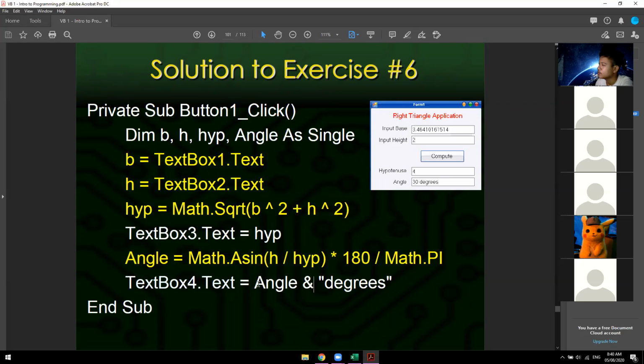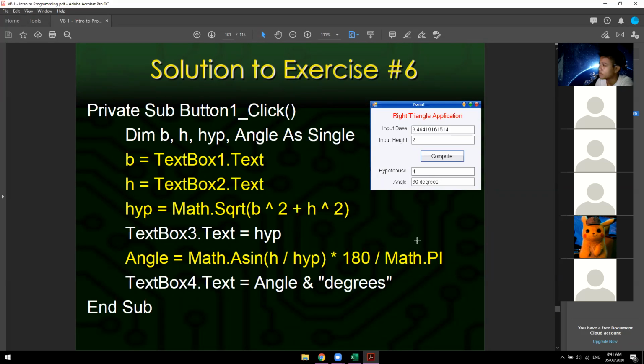Okay? So, ito na yung gamit ng concatenation natin. So, kunin mo yung value ng variable angle, which is, let's say, 30 yung nakuha mo. And then maglagay ka lang dito ng double quotation para sa string. And then yung ilalagay mong text or ilalagay mong unit. Okay, so ito na yun. And degrees.